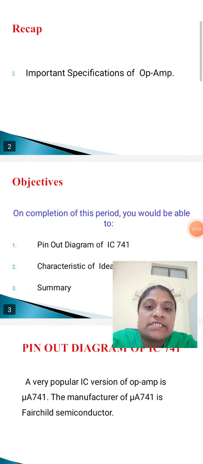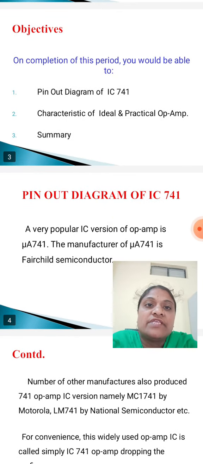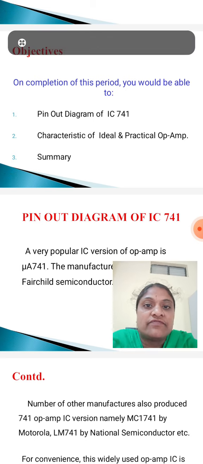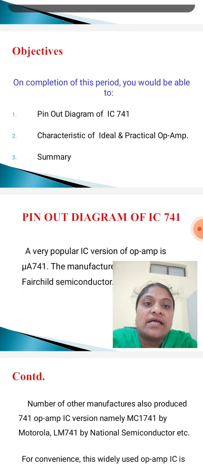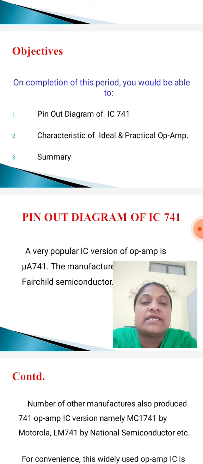Next, objectives of this presentation. On completion of this period you would be able to understand the pinout diagram of IC 741, the characteristics of ideal and practical operational amplifier, and also the summary. These topics we will discuss one by one in today's class.